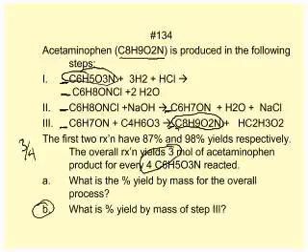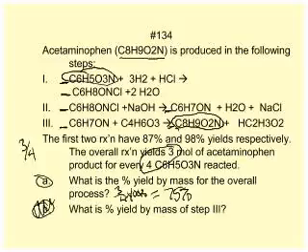What is the percent yield by mass for the overall process? A is 3/4 times 100%. This was where some people would have lost points because you wouldn't have shown any work.